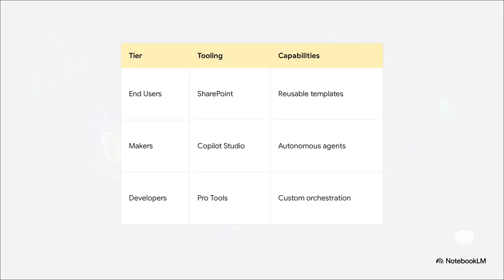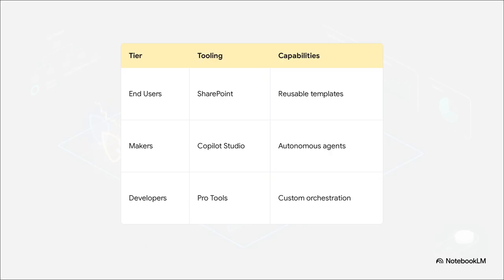Now, this ecosystem essentially breaks down into three specific tiers of creators. At the baseline, you've got your end users. These folks are using super intuitive, no-code tools like SharePoint and Agent Builder to whip up basic, reusable Copilot templates. Then, you step up a level to the makers. They're using Copilot Studio to build autonomous agents that actually have advanced triggers and external connections.